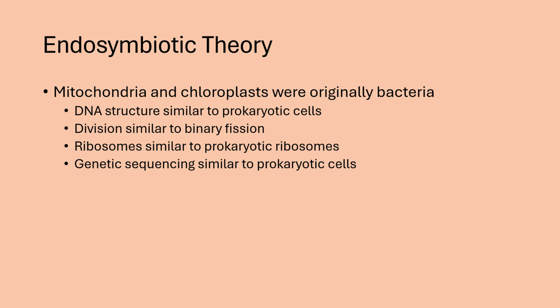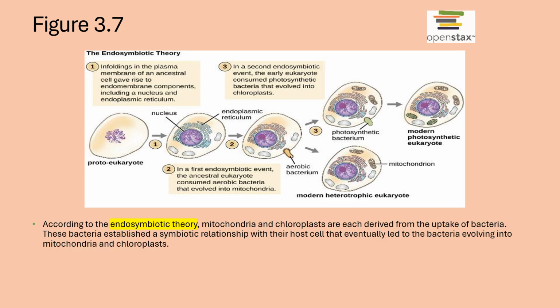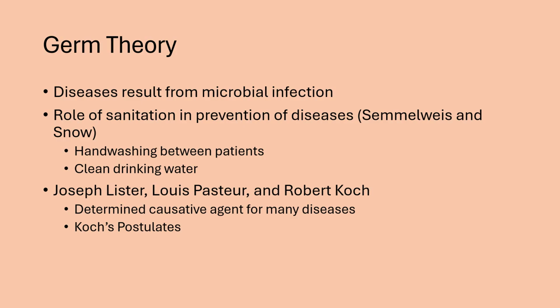So that's what we mean when you hear about the endosymbiotic theory: that mitochondria and chloroplasts, we feel, were bacteria that have now evolved in a symbiotic relationship with the eukaryotic cells. And that's all this diagram here is showing us, that you had these organisms that were engulfed and now they're symbiotic together. Germ theory. What this says is that diseases result from an infection of microorganisms.